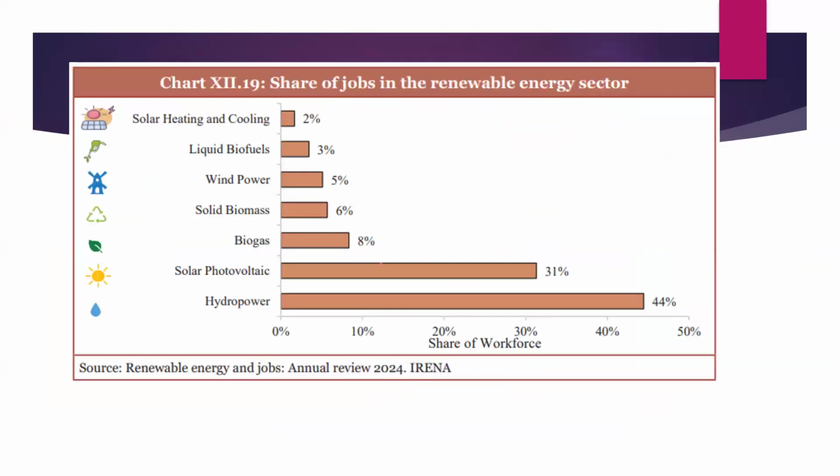Fine. Now, regarding employment in the renewable energy space, where is the percentage of jobs being created? Here also you might by default think it is solar. That is, you think job creation is more in solar, but it is not the case. It is hydropower. Hydropower has 44% of the share of workforce of the renewable energy sector. So this is just different. Hydro, then solar, then biogas, then solid biomass, then wind, solar heating. In that order itself, such a question can be asked: arrange them in descending order of the percentage of jobs being created in the renewable energy space.